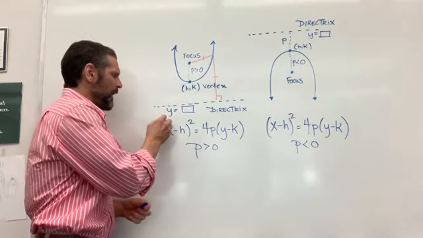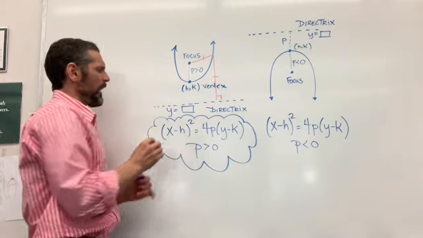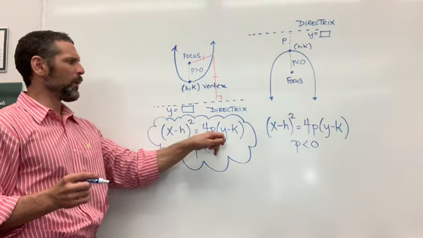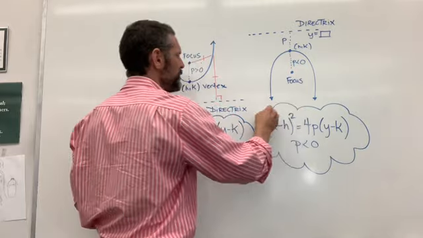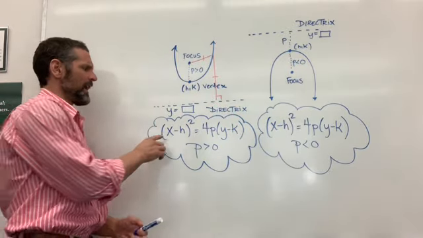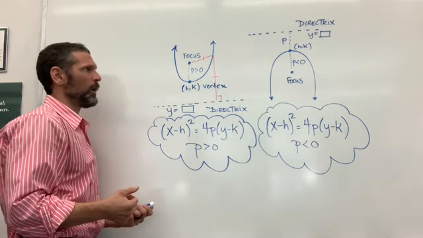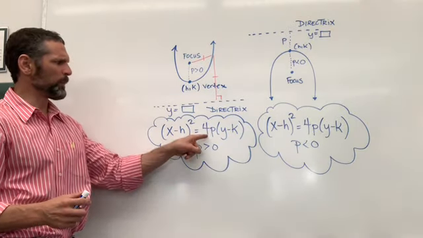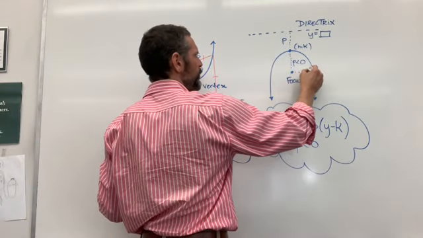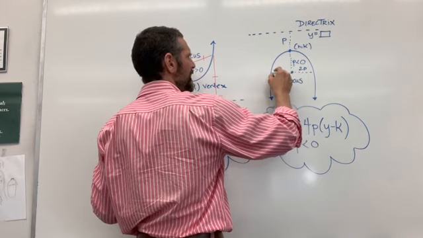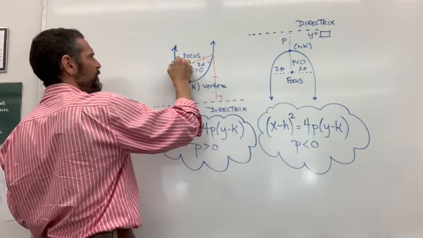No matter what, if it opens up or down, our equation will have an x squared term and a y to the first term. So both of these that I'm putting in these blue clouds are the same equation. (x minus h) squared equals 4p times (y minus k). Well, you might ask, what is this 4p? Well, if I go down p, I'm going to go right 2p and left 2p. Here I'm going right 2p and left 2p.